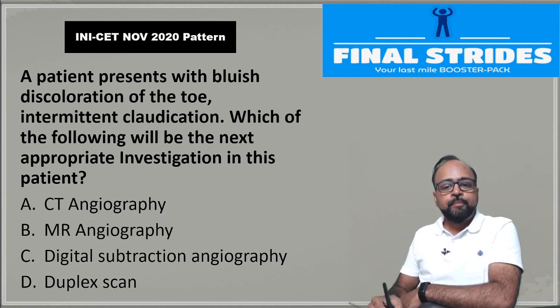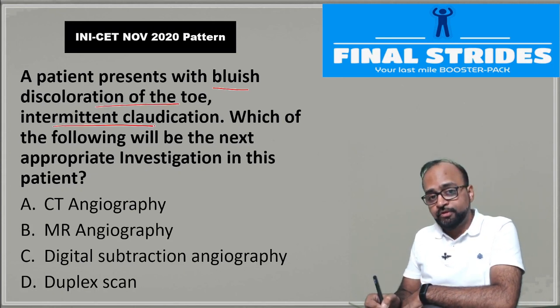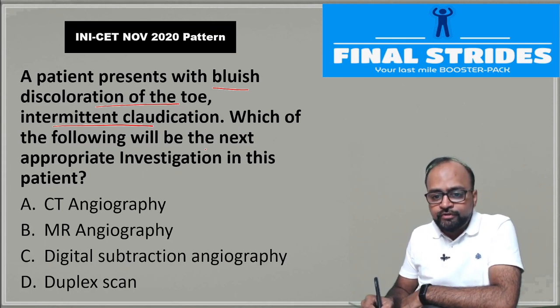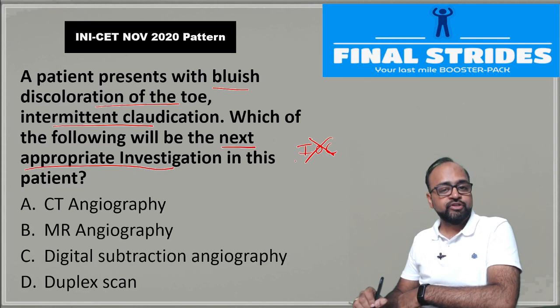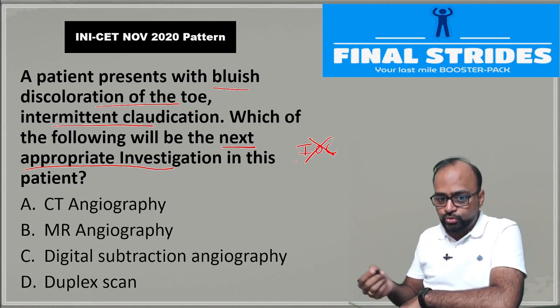So see, a patient presents with bluish discoloration of the toe, intermittent claudication. So probably what you are looking at is peripheral vascular disease. Which of the following will be the next appropriate investigation? They have not asked you investigation of choice. They have asked you, you suspect peripheral vascular disease, what is the next investigation that you do?